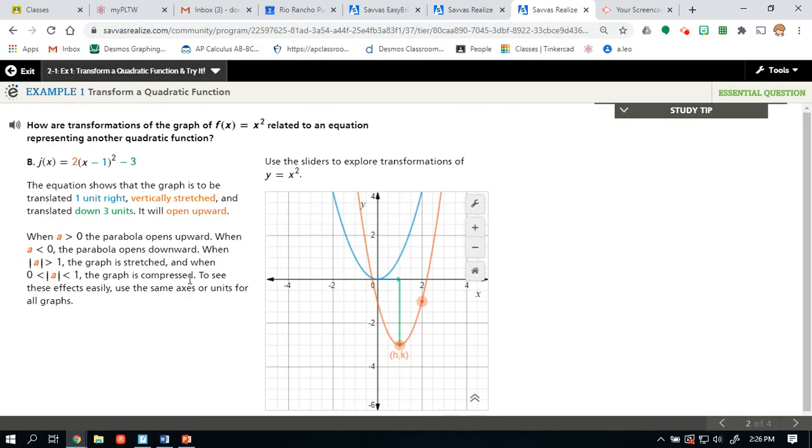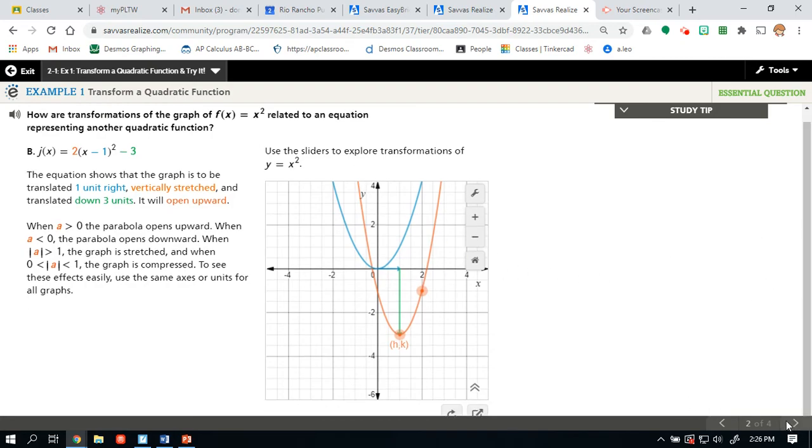So the solution: the equation shows that the graph is to be translated 1 unit right, vertically stretched, and translated down 3 units. This will open upwards. When a is greater than 0, the parabola opens upwards. When a is less than 0, the parabola opens downwards. So again, if it's positive or negative in front of this a, you're going to have the parabola facing in different directions. If the absolute value is greater than 1, the graph is stretched. And if it's between 0 and 1, the graph is compressed. To see these effects easily, use the same axes and units for all graphs.